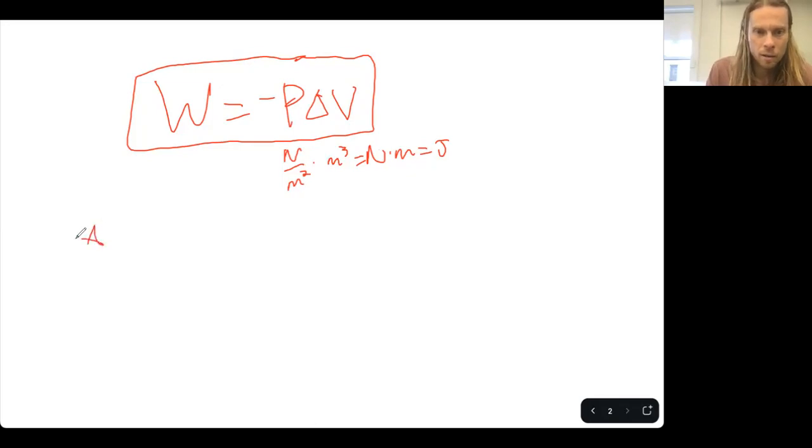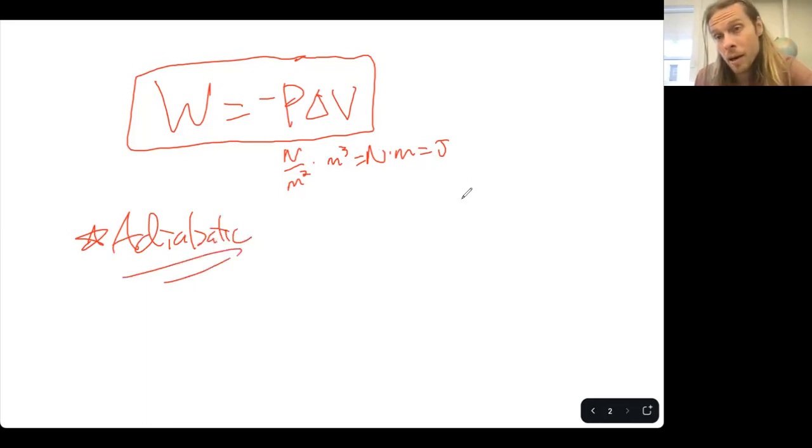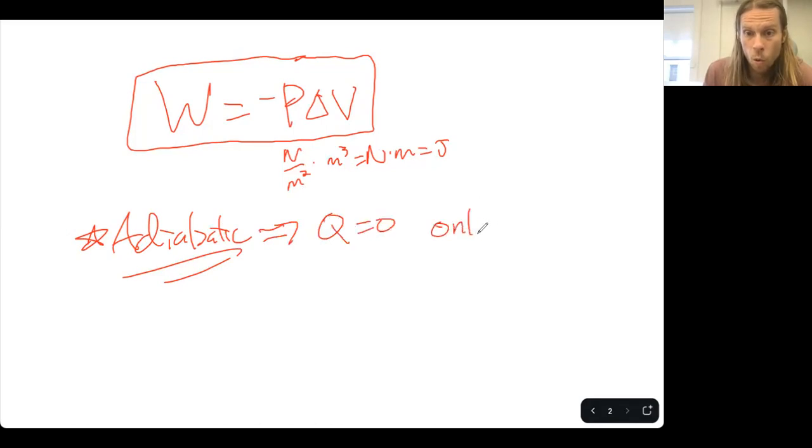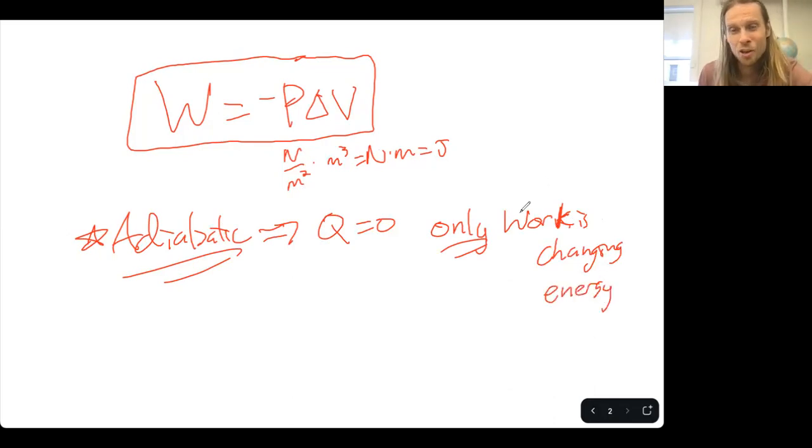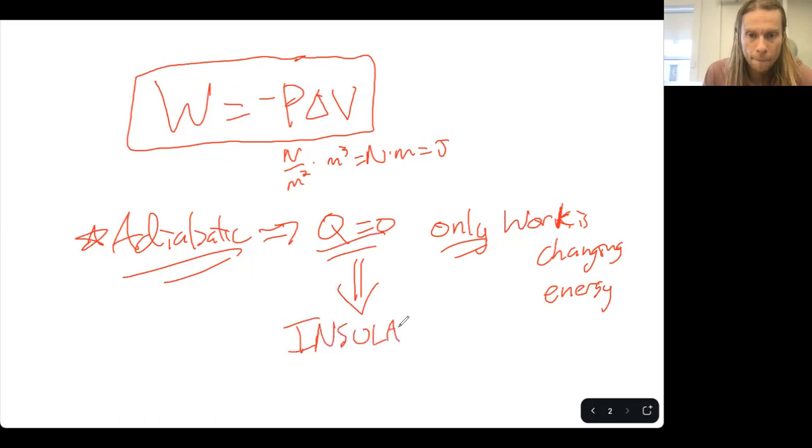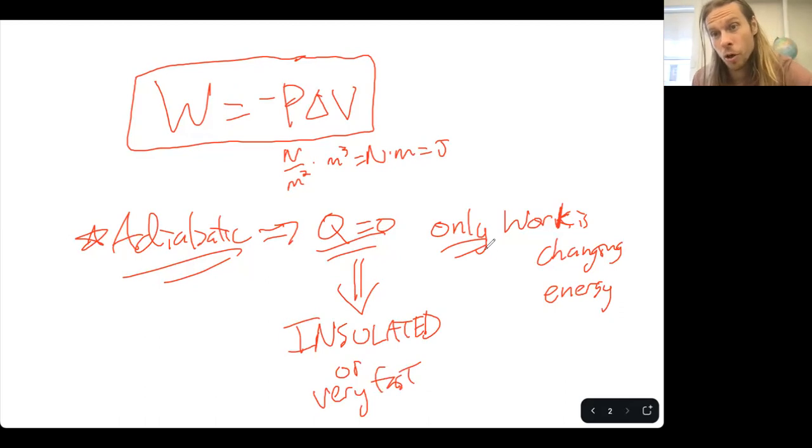So now we want to go through the different processes. Oh, sorry, a name first. There's isobaric, isothermal, isochoric, and now adiabatic, which is when there is no heat, so only work is changing energy. Just work. So you're squeezing something or expanding something adiabatically. To have no heat transfer, it needs to be insulated, or very fast, so there's no time for heat conduction to occur.